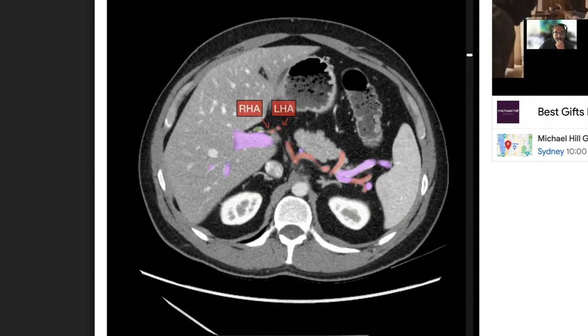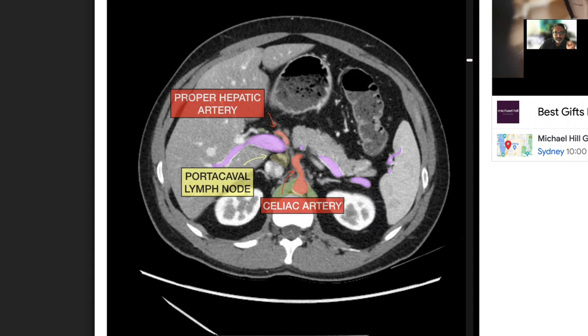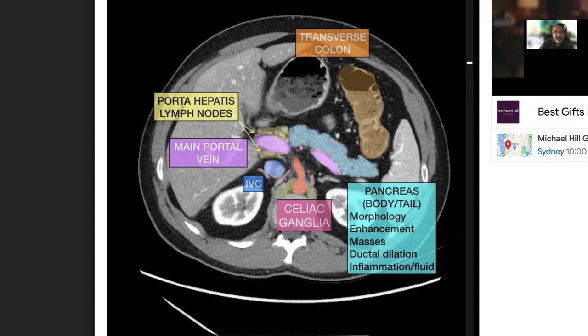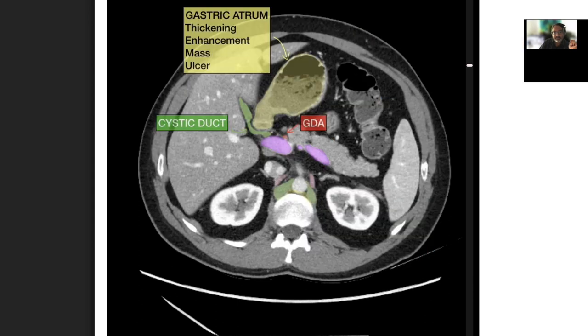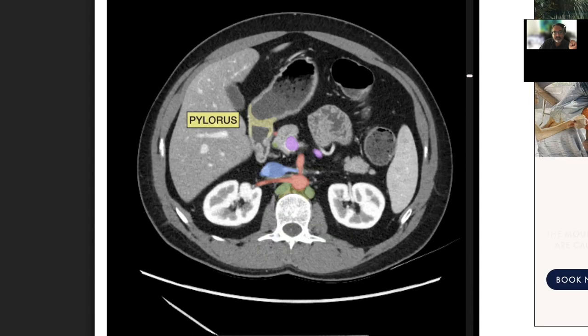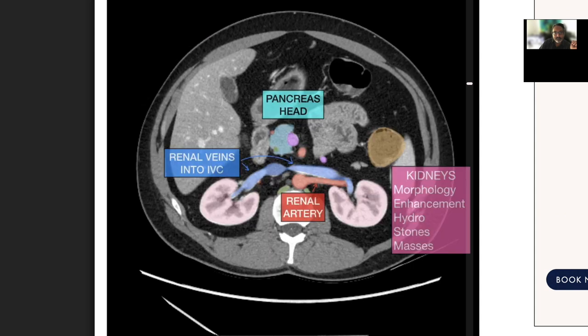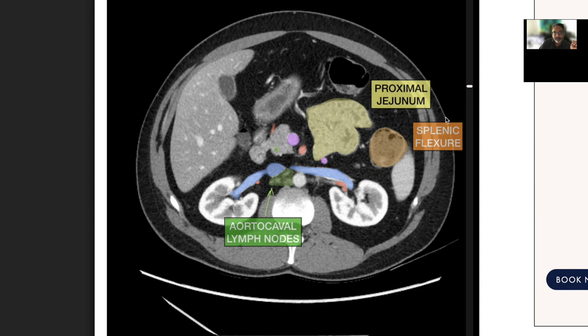Okay, all right, and so now that's the right hepatic artery. That's a bit extensive here, but we haven't covered those. But here you see now it's showing you the transverse colon and the stomach there. Common bile duct. So we haven't done that. It's showing you the pylorus there, the duodenum, the pancreas, etc. Now see, it's showing you the splenic flexure here and the proximal jejunum here.